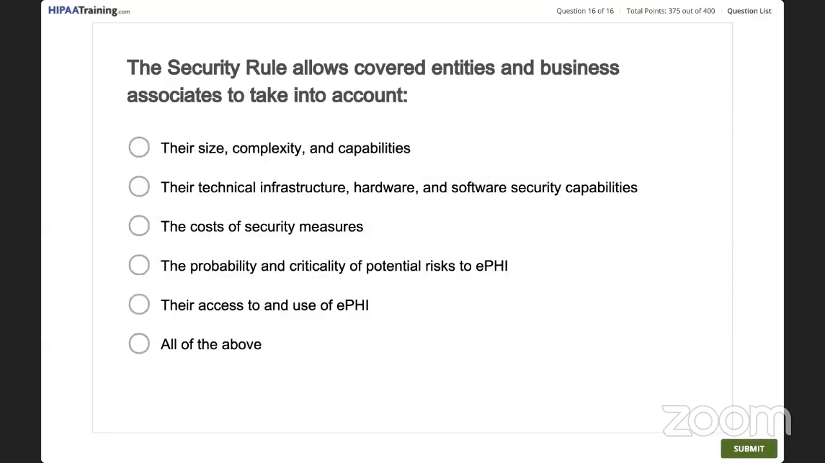The security rule allows covered entities and business associates to take into account their size, complexity, and capabilities, their technical infrastructure, hardware, and software security capabilities, the cost of security measures, the probability and criticality of potential risk to EPHI, the access to and use of EPHI, or all of the above. All of the above. Which one is it? I think that last one, right?